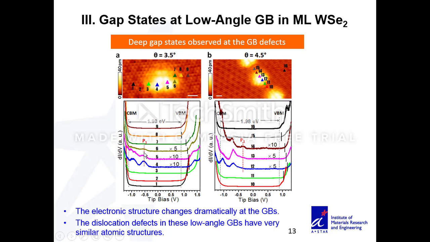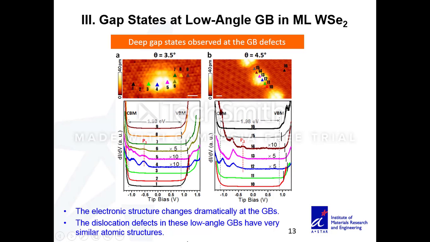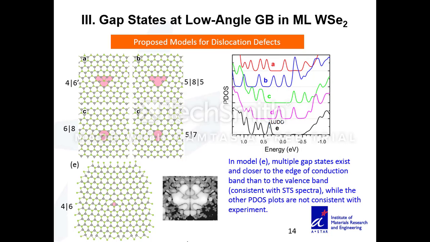This gap state is located at 0.52 electron volt, and this one is closer to minus 0.34. As the STM image is similar and the change of the dI/dV curve is also similar, we assume that the tiny structure of this grain boundary defect is the same. So based on our atomic resolution STM image, we propose such a four-member ring structure for this dislocation core and perform some DFT calculation.